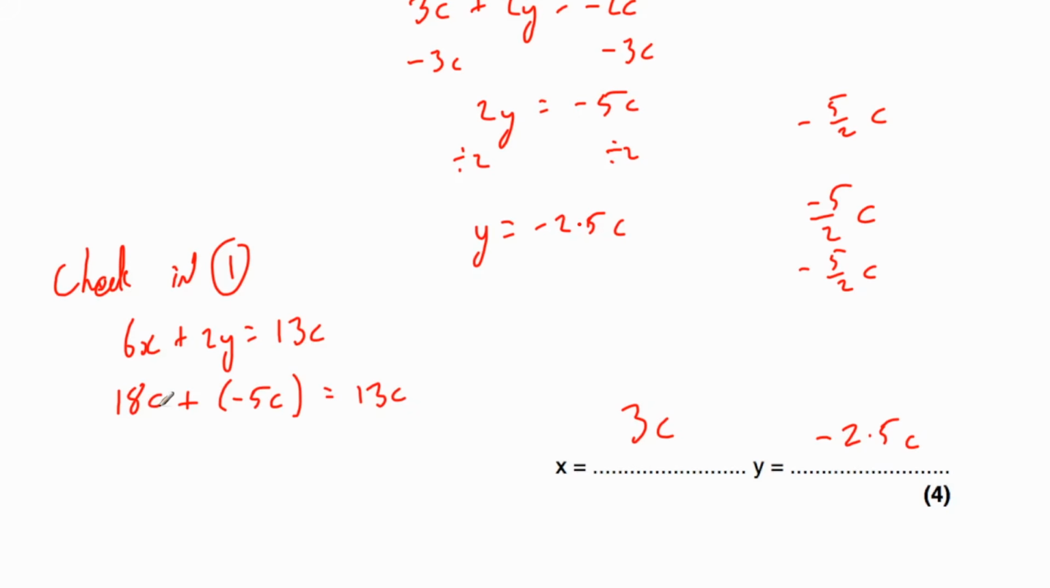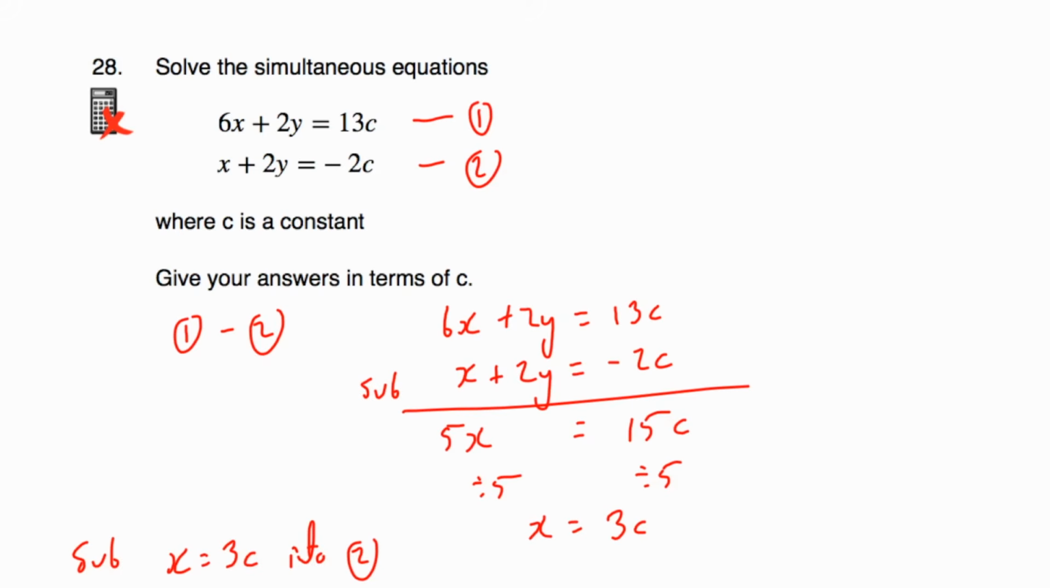If we have a look at this left hand side here, we've got 18c plus minus 5c. When we add a negative, we're subtracting, so we've got 18c take away 5c, which would be 13c. So we've got 13c equals 13c, and that's it. So we've solved the simultaneous equations, and our answers are x is equal to 3c and y is equal to minus 2.5c. Okay, let's have a look at our last question, question number 29.